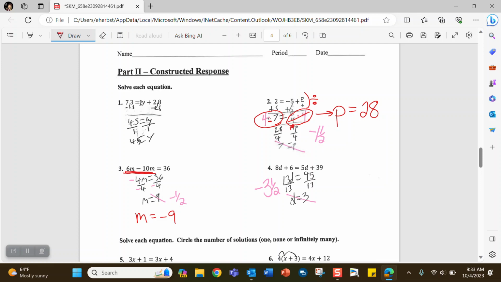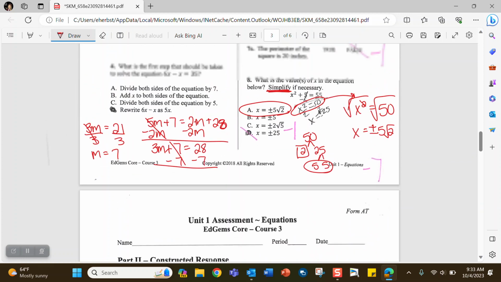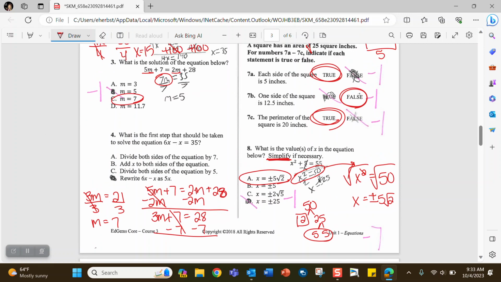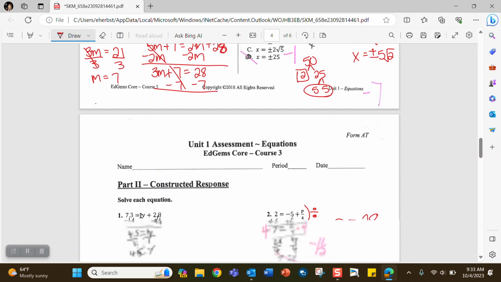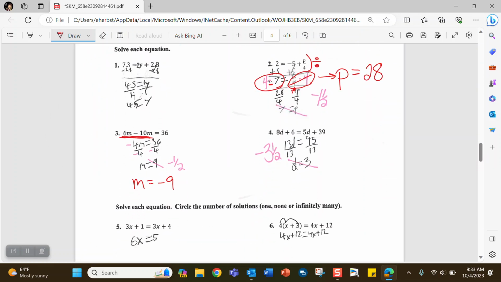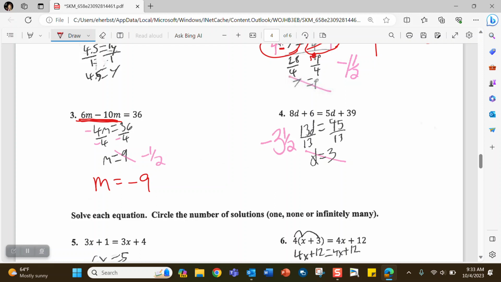The mistake you made on 4 was similar to the mistake that you made up here on number 3. So again, we have variables on both sides, right? I have 8d on the left and 5d on the right. I don't combine them and say 13d. I'm trying to move one of the terms over to the other side. So I'm just going to rewrite the problem here so I can work through it.